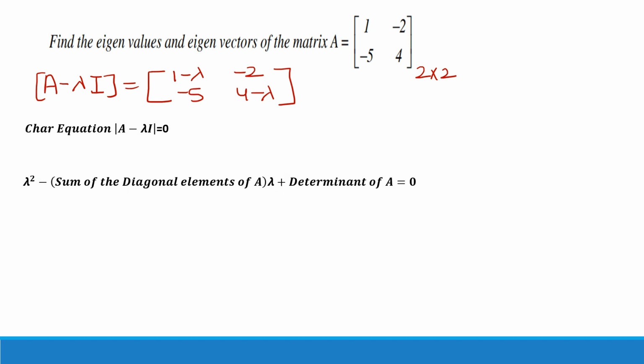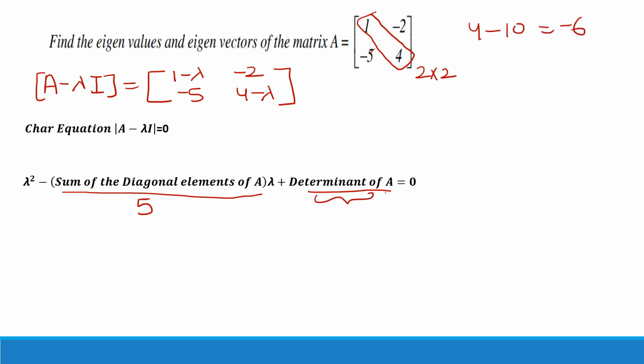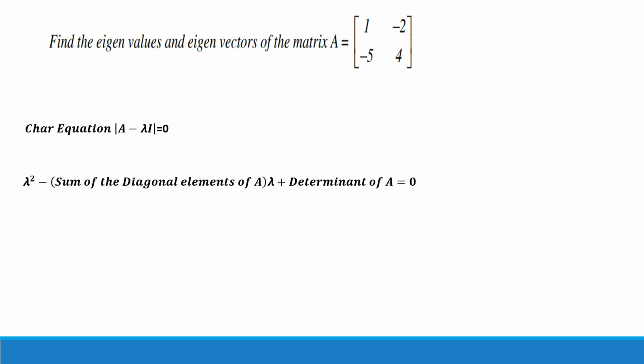Now let's calculate these things here. What is the sum of the diagonal elements of A? That is 4 plus 1, that is 5. And what is the determinant of A? So the determinant of A is 4 minus 10, so that is minus 6. So by using this formula, what will we get? We'll get lambda square minus the sum of the diagonal elements, which was 5 lambda, and the determinant was minus 6.